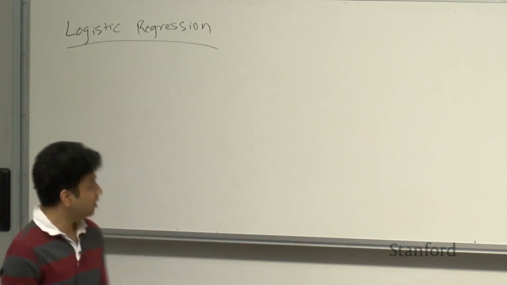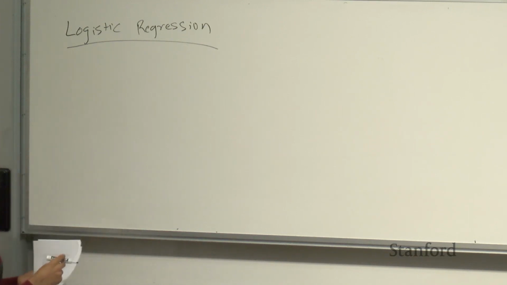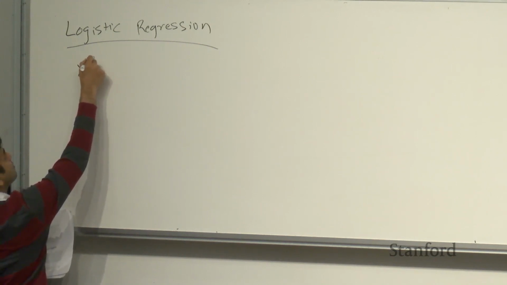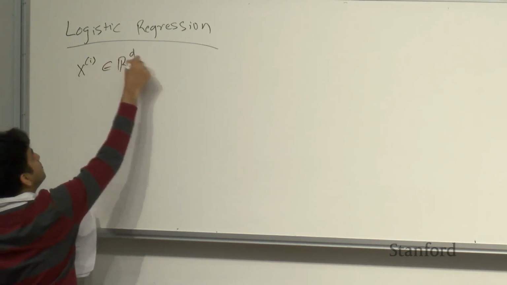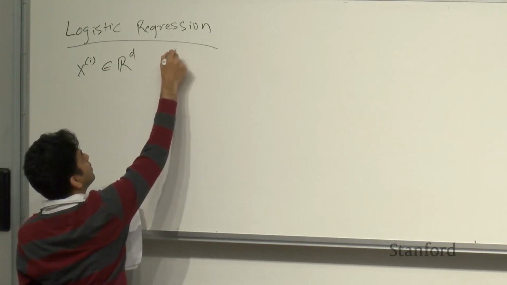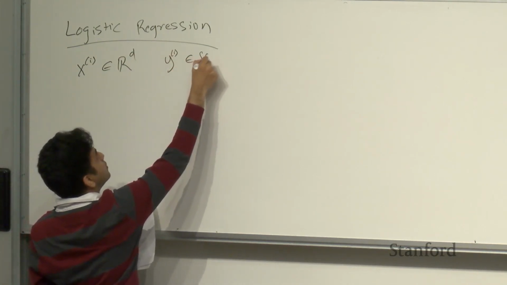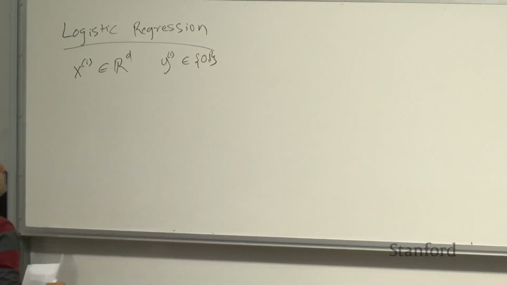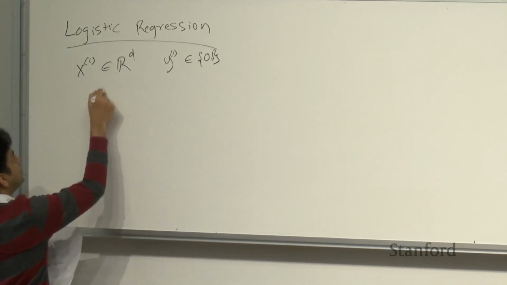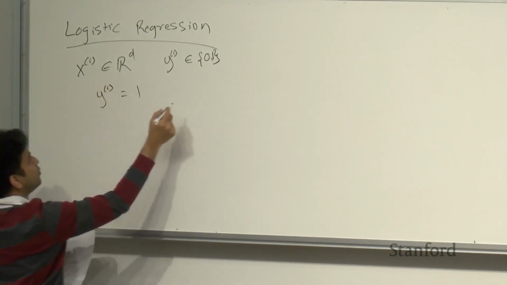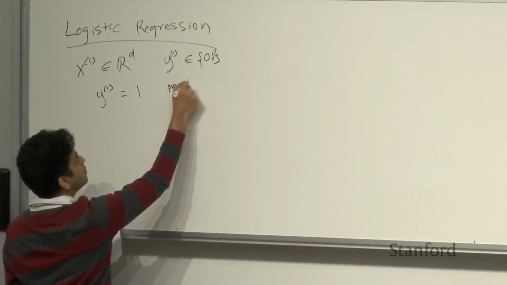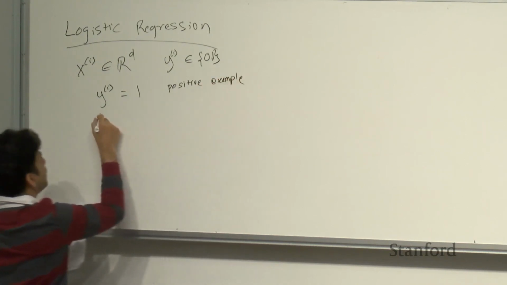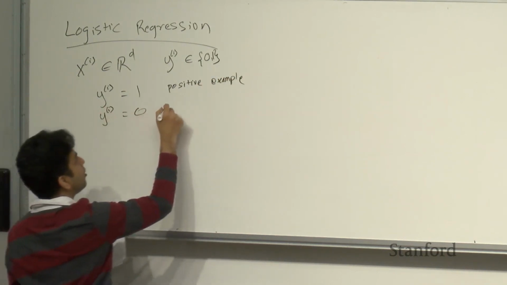So in logistic regression, the setting is very similar to the perceptron algorithm. We have x's in R^d, y in {0, 1}, right? And when y_i equals 1, we call it a positive example. And when y_i is equal to 0, we call it a negative example.